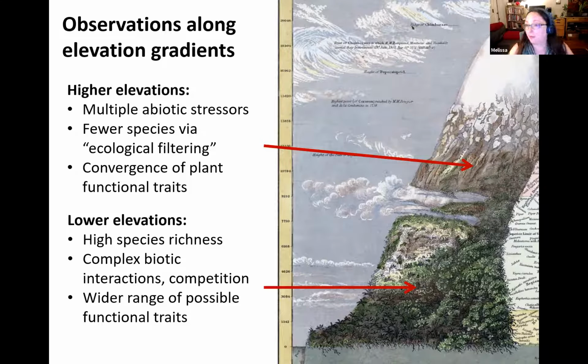Whereas at lower elevations, there's, in general, higher species richness, greater abundance of resources. However, as a trade-off, there tends to be more complex biotic interactions, including competition between species. That results then in a much wider range of possible functional traits based off of all these different kinds of interactions and complexities.